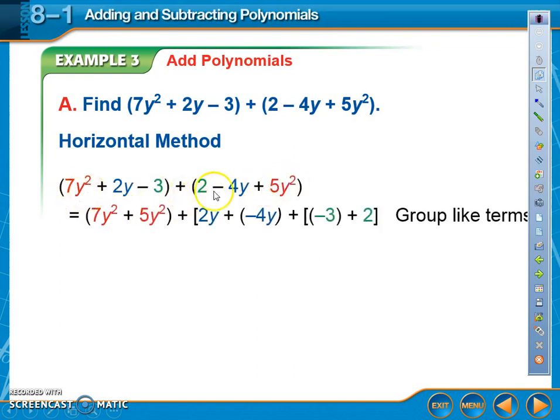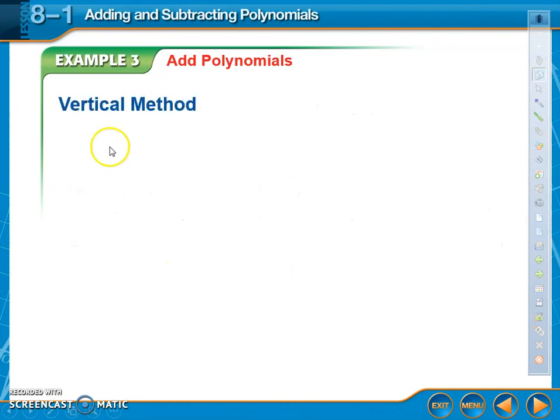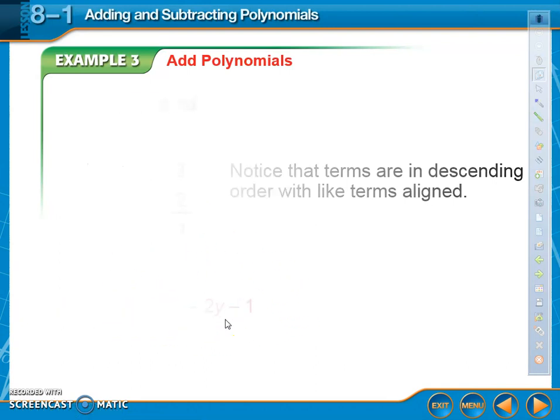All right. Horizontally, you just add up the same ones. They just put it in different colors. Group them together, right like that. Okay, I think they missed a bracket right there. Yeah, 2y, negative 4y. So there you go. Vertically, you can combine the like terms this way. Just make sure that you're putting them in the right order under the like terms. And there you go. 12y squared minus 2y minus 1.